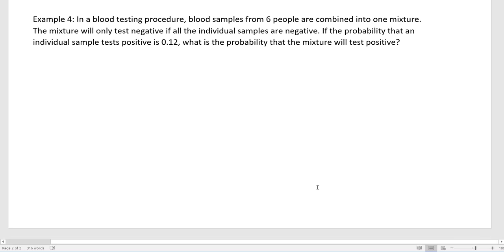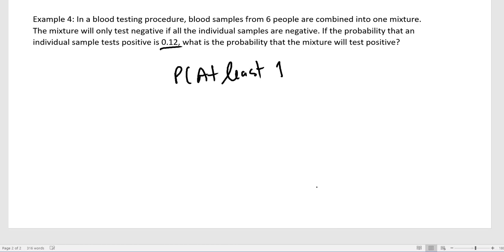Blood testing procedure. Blood samples from 6 people are combined into one mixture. That's really gross. The mixture will only test negative if all the individual samples are negative. If the probability that an individual sample tests positive is 0.12, what is the probability the mixture will test positive? When will it test positive? If at least 1 out of the 6, right, comes in positive, the whole batch is considered positive. Okay? How do I calculate that?